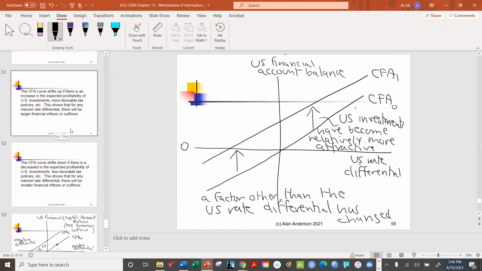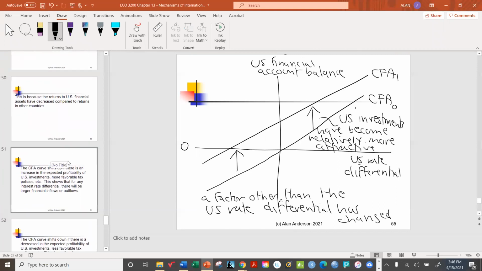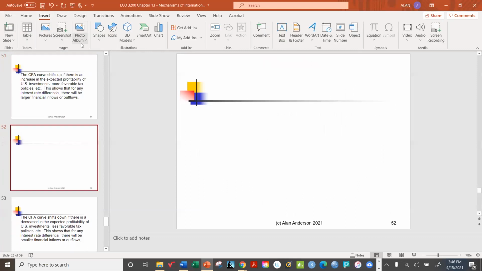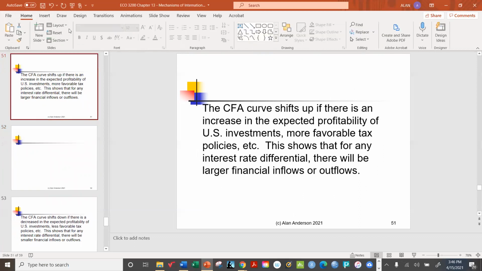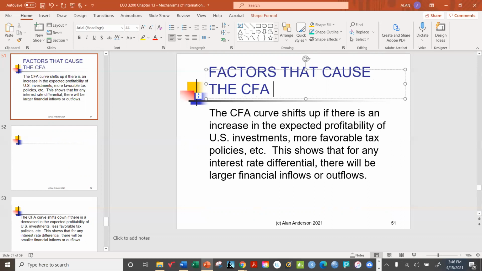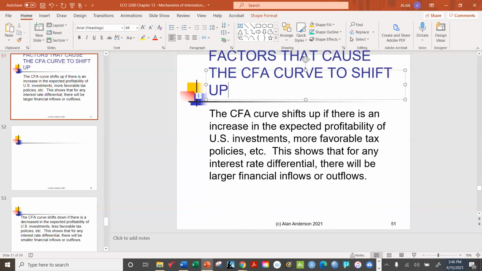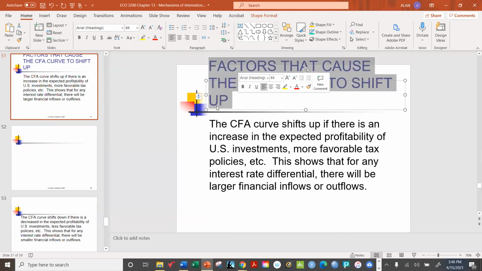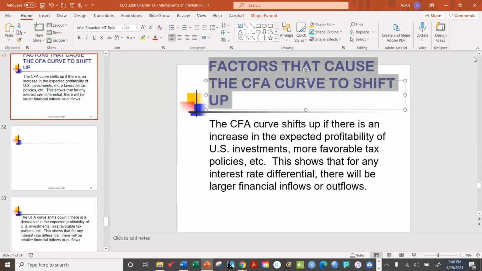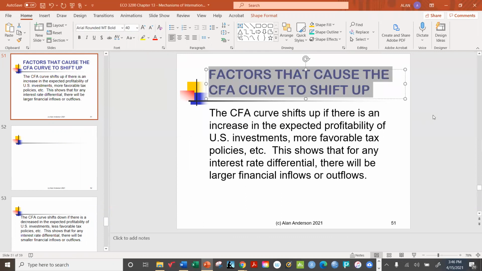Okay, well, let's think of some of them. Let me label this right now. Okay, these are the things that could cause this curve to shift up. And again, remember, all they have in common is that in each case, US investments have suddenly become relatively more attractive than they were before. So what kind of things would happen besides US interest rates, I mean?